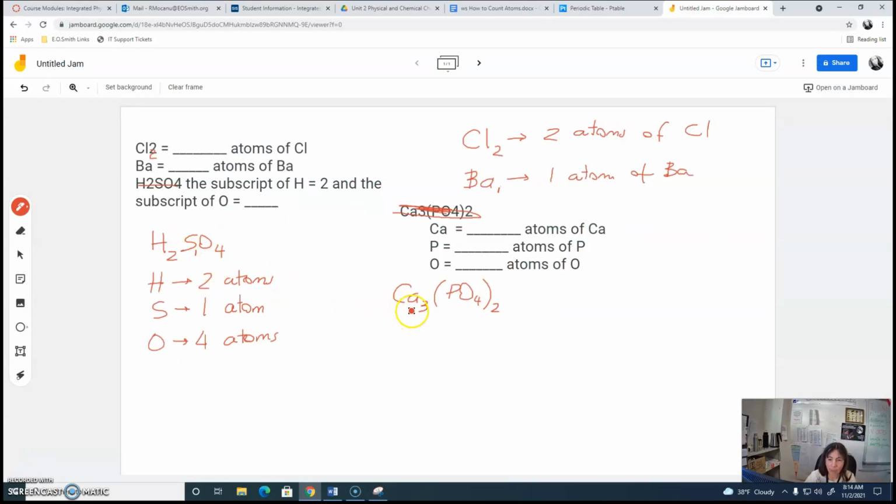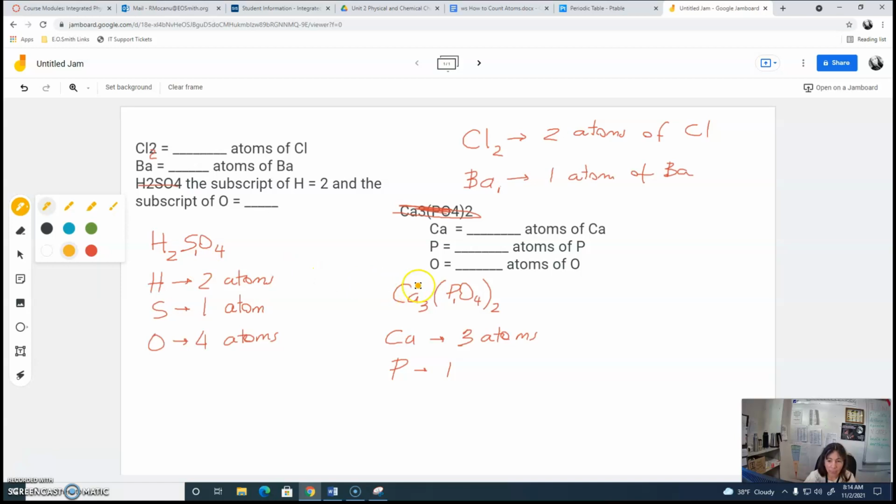Now, calcium, how do I know how many atoms? Well, I just look at the subscript right here. I got a subscript of 3. So I know that I'm going to have 3 atoms of calcium. How about my P for phosphorus? Well, I'm going to look to the right of it. I don't see a subscript, so I know that's going to be a 1. So I'm going to have a 1, but then I got these brackets to deal with.